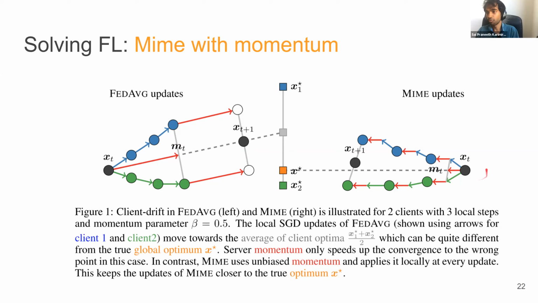In contrast, what MIME tries to do is apply the momentum every single step. So we compute the momentum at the server level, and then we keep it fixed throughout all the updates. At least pictorially, it's sort of clear that we are much closer to the true optimum, and momentum is guiding us in the right direction. So this is the high level intuition for the algorithm.